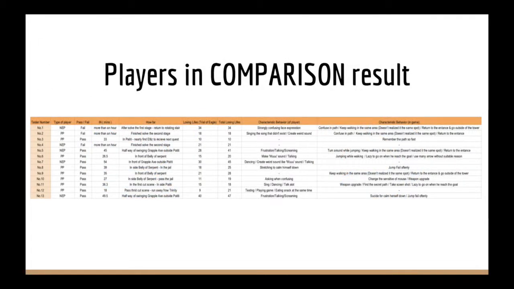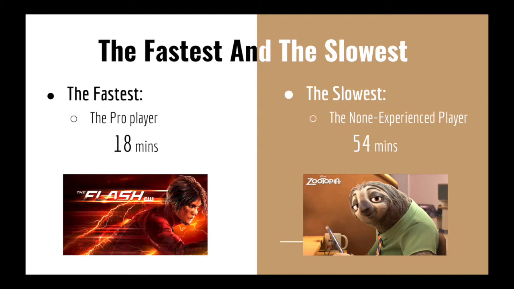As you can see, this is the conclusion table of the experiment, which assigned an order with the number of testers, types of testers, pass or fail the mission, time they spent in minutes to pass the mission, the place they can reach in an hour, number of deaths, and characteristic behavior of players and what they do in the game. After we finish the table, we can also see the fastest and slowest players who can finish the goal. The fastest player, considered a pro player, used only 18 minutes to clear the mission, and the slowest player, considered an inexperienced player, used 54 minutes to reach the target.